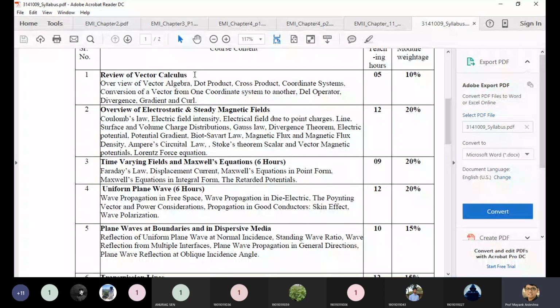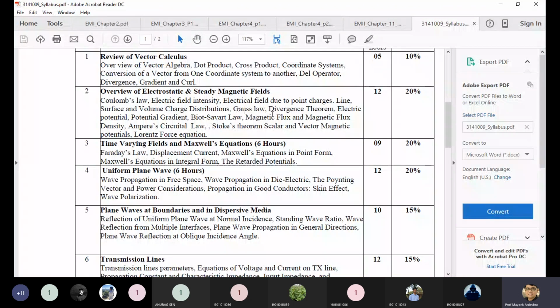After that, we considered Coulomb's law and found the electric field intensity due to different charge configurations: line, surface, and volume. Next, we discussed Gauss law, and using it we found Maxwell's first equation and the divergence theorem. Same way, we also found the application of Gauss law, which is how to find the electric field intensity using Gauss law.